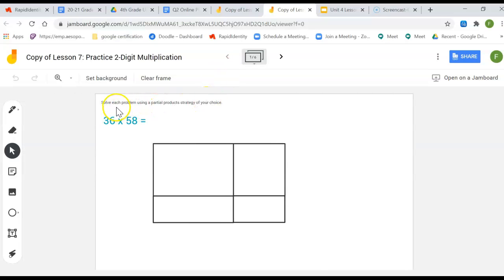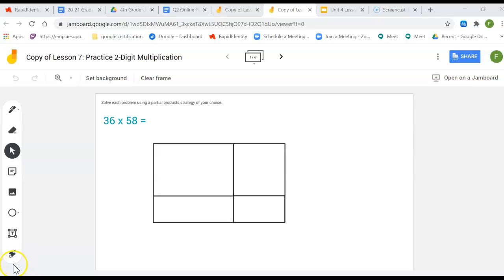And it says to solve each problem using a partial product strategy of your choice. So you can choose to use whatever strategy that you want for these. If you need to, go back and check your notes to do a review of how to use the strategy that you choose. Or you can go back and look at the help videos that I've already had you save as a bookmark on your computer, just to help you.